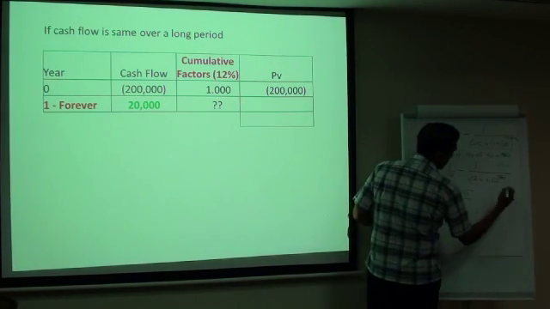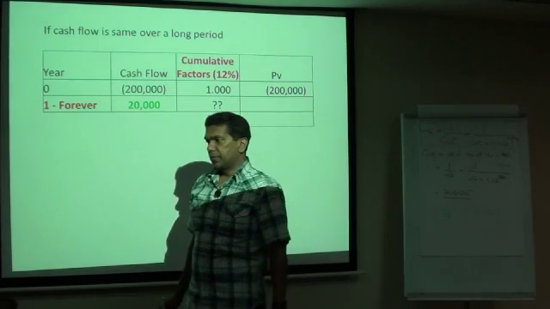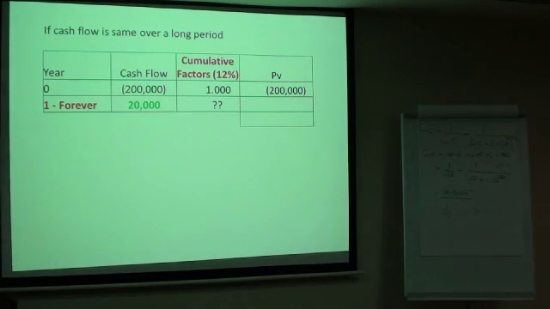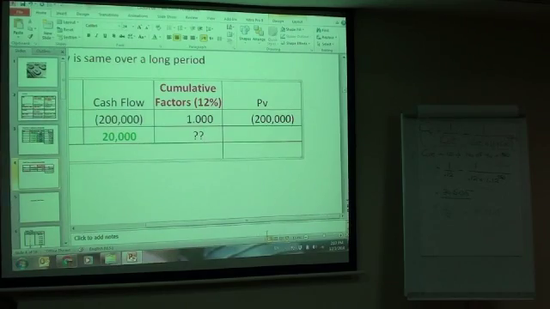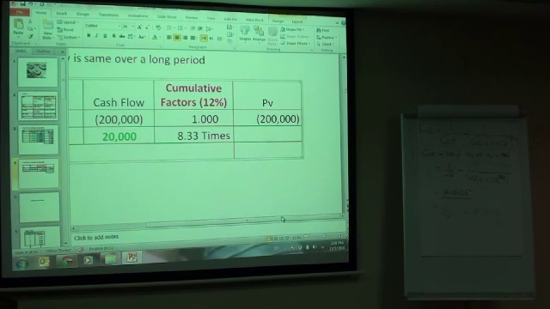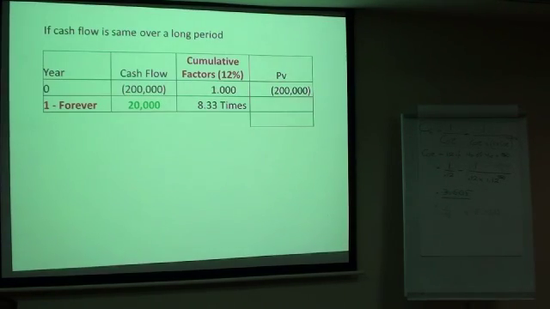Would you believe that this offer to pay you forever, not only for your lifetime but until this world exists, at a 12% discounting factor is only 8.33 times. Can you believe this? The power of discounting factor. You thought that you hit the jackpot and all sorted. It's only 8.33 times.